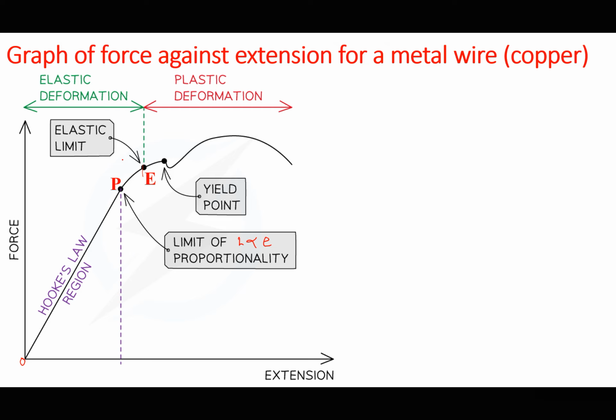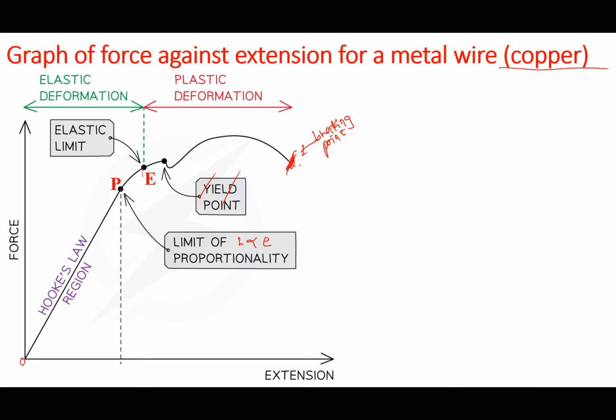Beyond the elastic limit, we may not need to talk about the yield point, but we know that the material now stretches in such a way that even when the deforming force is removed, it does not return to its original length. So a graph of force against extension for a material such as copper is going to take that shape. What is special about this shape? Let's say beyond this point the material breaks. I'll call this one the breaking point.